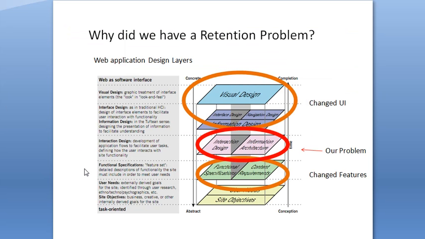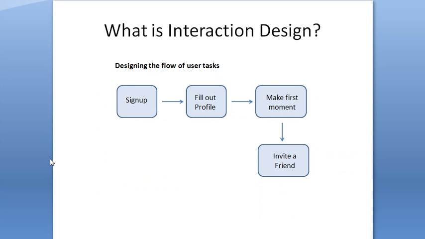Now, I think our key retention problem here has mainly been on this layer, this interaction design layer. That's what I want to talk about today. So what exactly is interaction design? Well, interaction design is designing the flow of user tasks. In an opening session, for example, we could have a user who signs up, fills out their profile, makes their first moment, and then invites a friend. That could be a very simple interaction model.